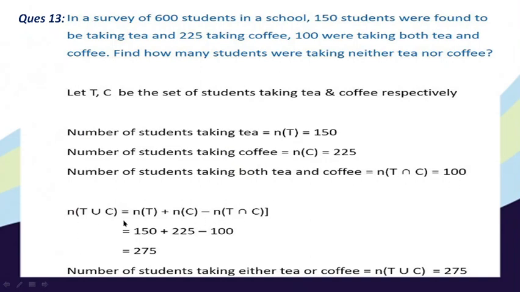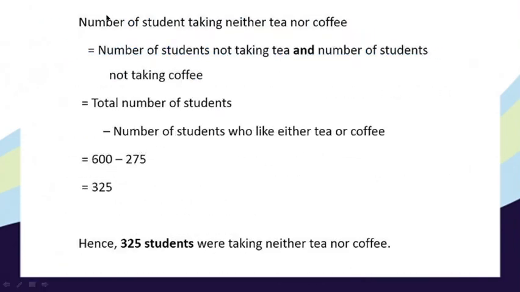Now we know this formula very well. Put the values in this formula and we will get the total number of students taking either tea or coffee. So they are 275. Now the number of students taking neither tea nor coffee is equal to the number of students not taking tea and the number of students not taking coffee. It means the total minus the number of students who take either tea or coffee.